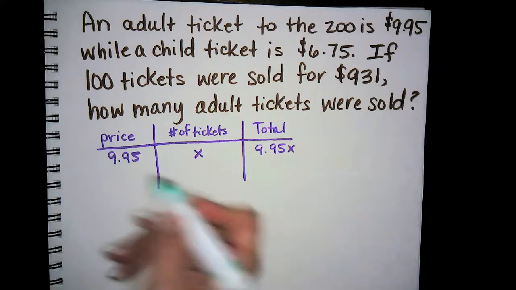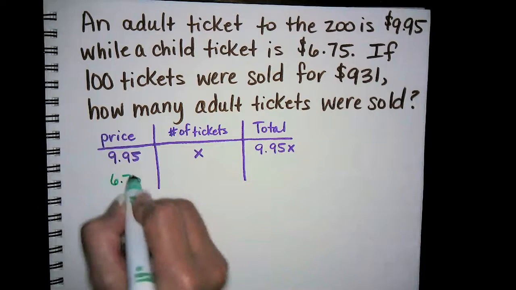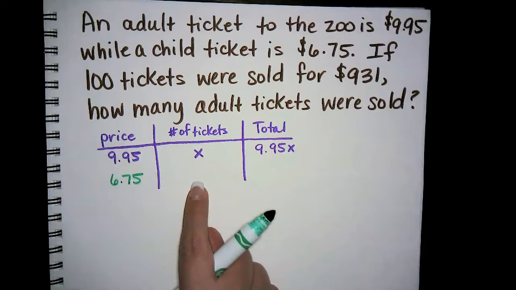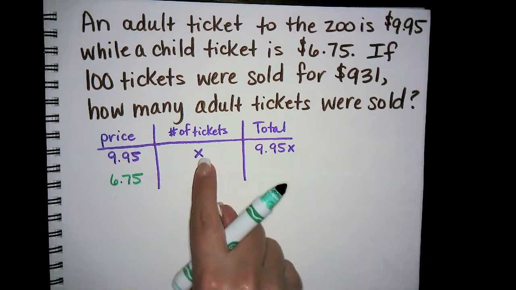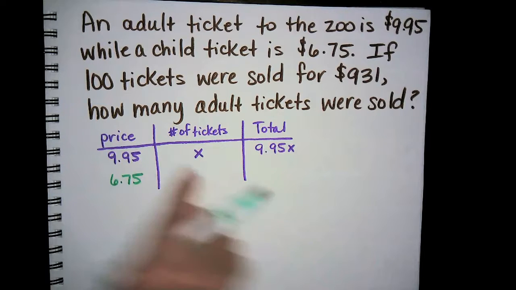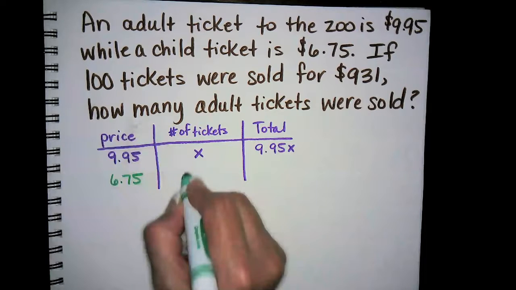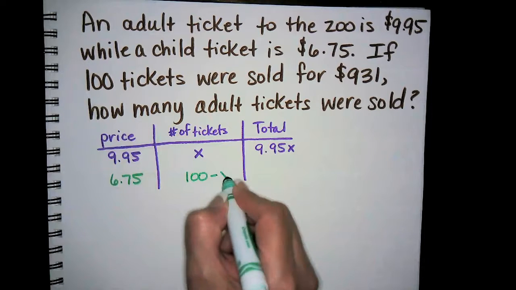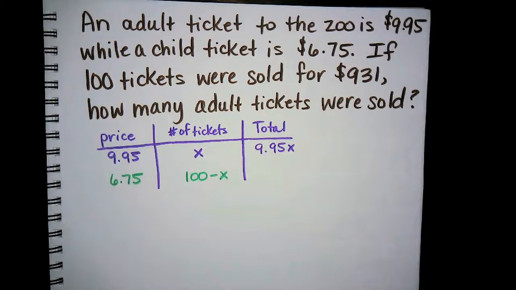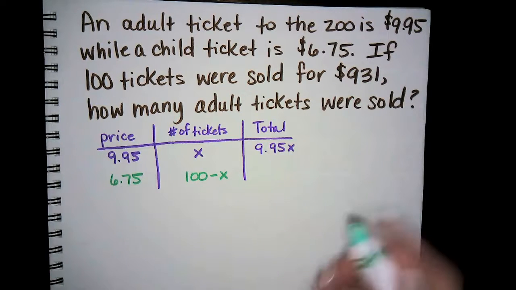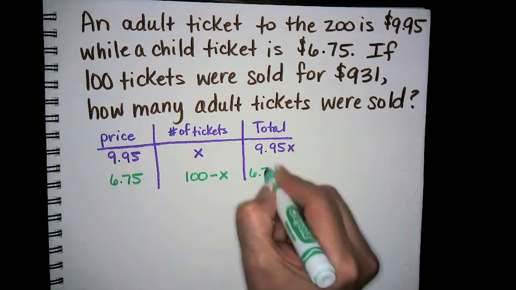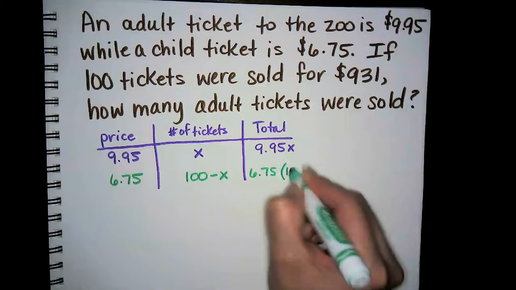Okay, let's do the child then. The child, we were told, is $6.75. And the number of tickets, again, we don't know. However, if the adult tickets were x, then we have to take the adults and subtract them from the total number of tickets, 100, to get the children's tickets. Now, again, we need to multiply these two, and I'm going to use parentheses here for my children's tickets.